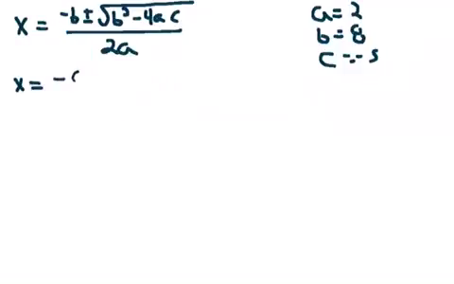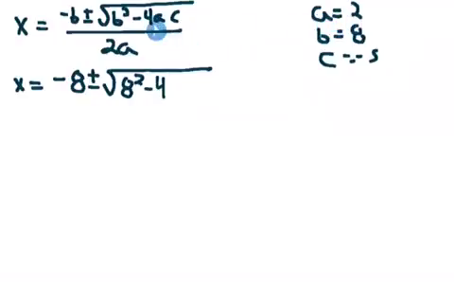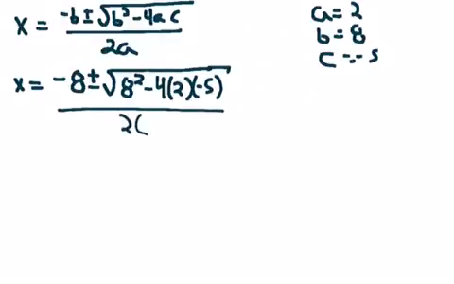It's going to be negative 8 plus or minus the square root of B squared. Our B is 8, so it's going to be 8 squared minus 4 times A. Here's our A, it's equal to 2, so I'll plug in 2 here. And our C is negative 5, so I'll plug in negative 5 for C. All that is under the square root, all over 2 times A, so that's going to be 2, all over 2.